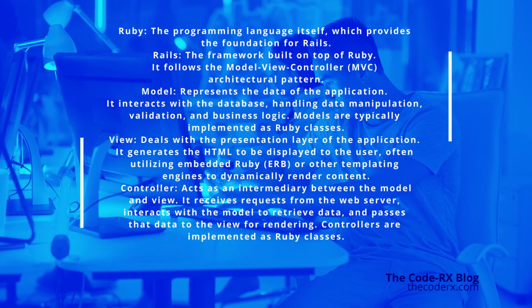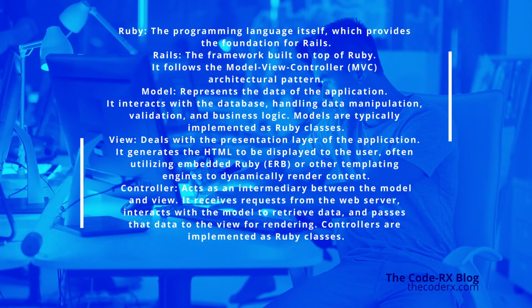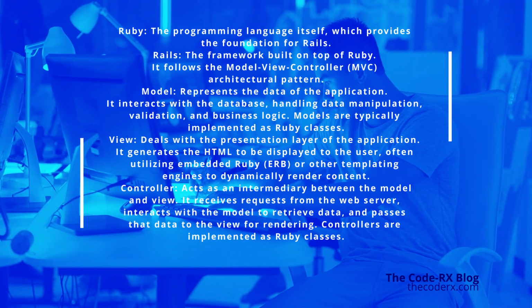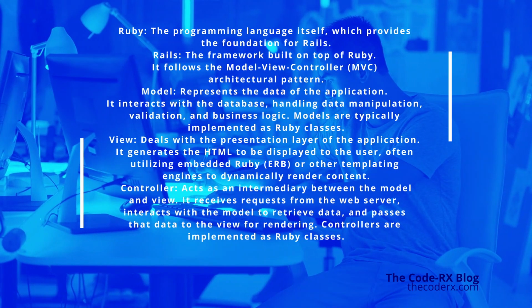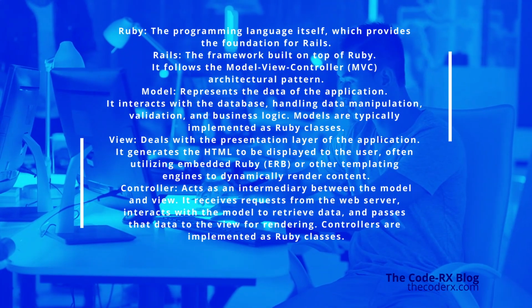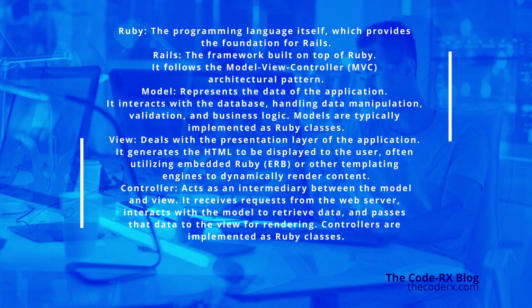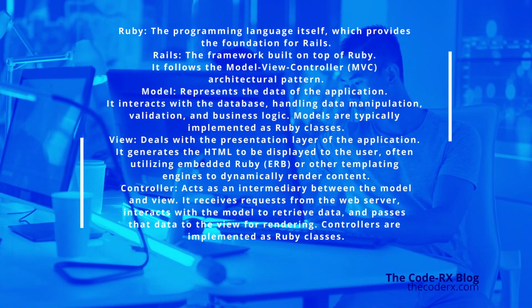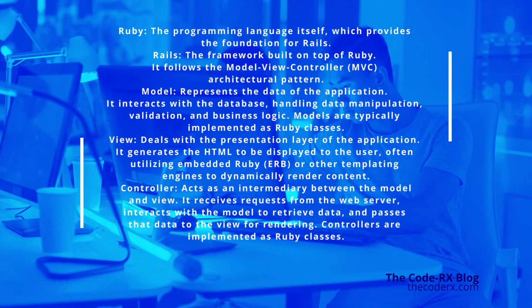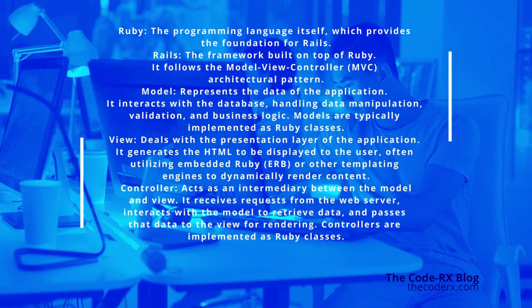Another component is the controller. This acts as an intermediary between the model and view. It receives requests from the web server, then interacts with the model to retrieve data and passes that data to the view for rendering. Controllers are implemented as Ruby classes.